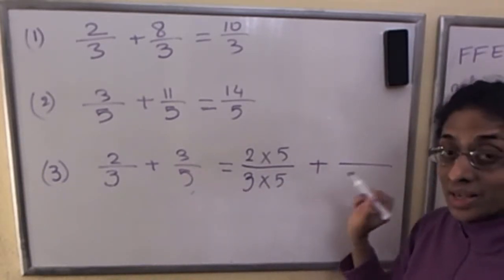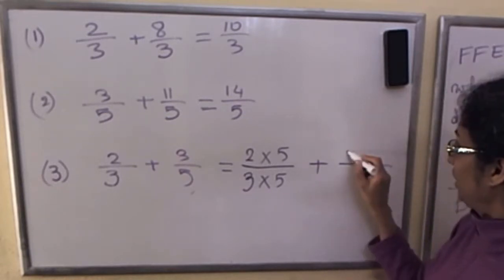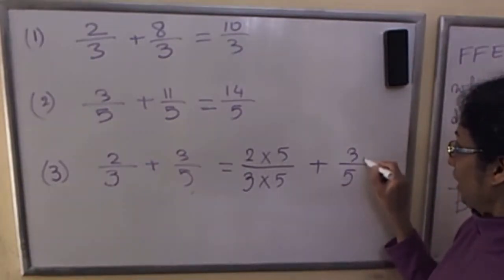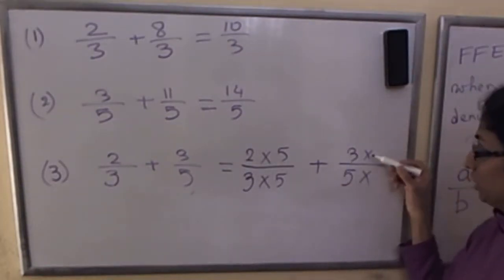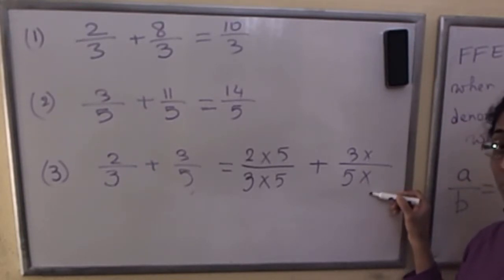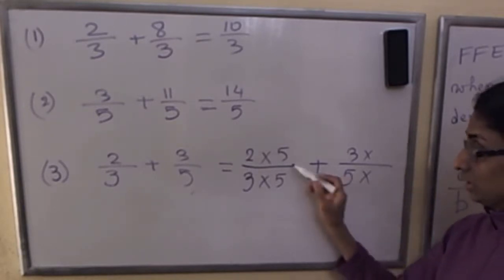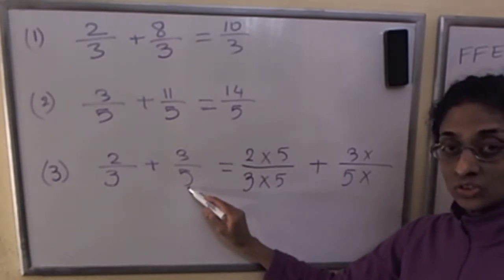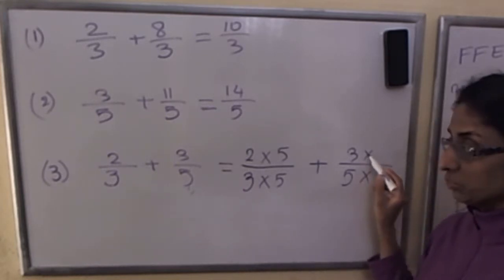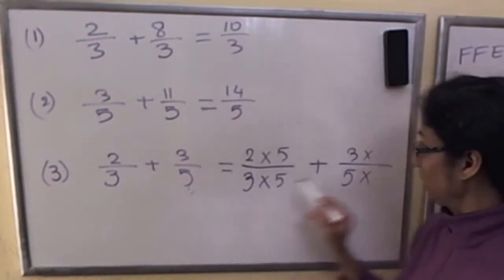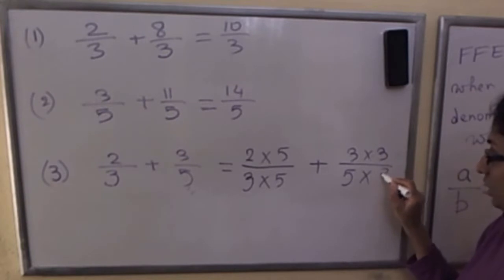I'm going to apply FFEF one more time. I'll write 3/5. I need to multiply numerator and denominator by the same non-zero whole number. Can you guess what I might pick? Let's see. This 5 is this guy's denominator. What do you think I might pick? You're right. I'll pick this guy. Why? You'll see in just a minute what happens.